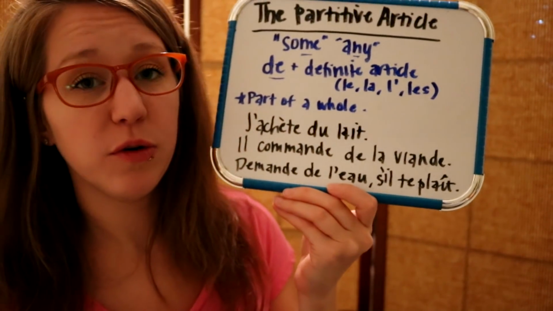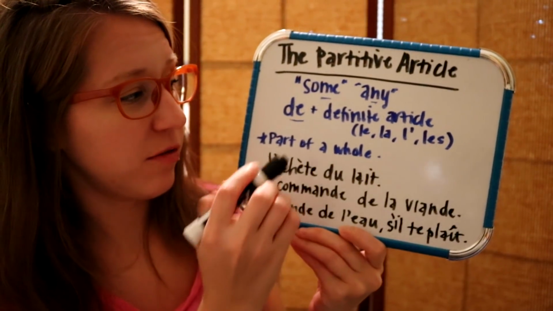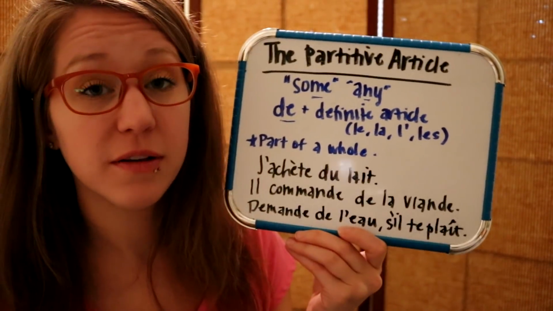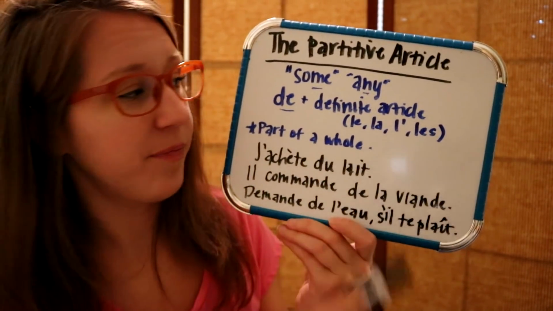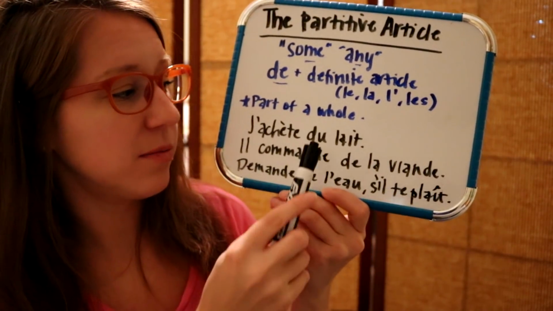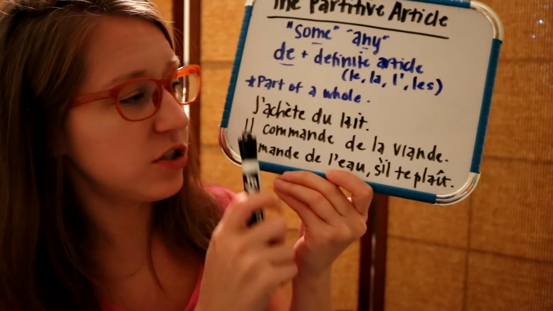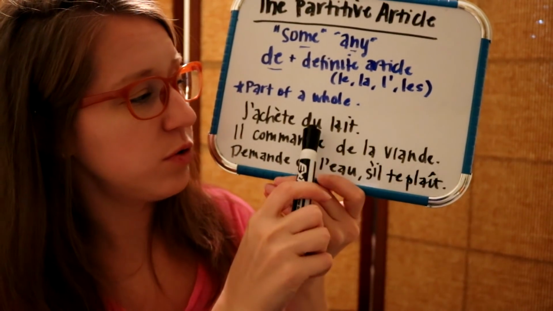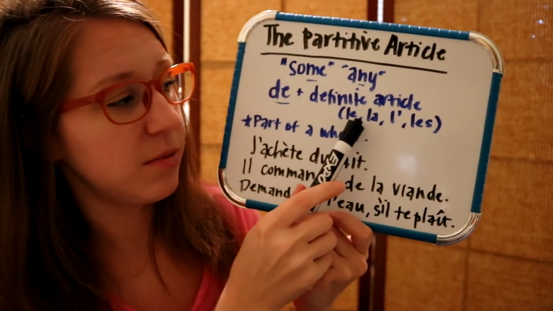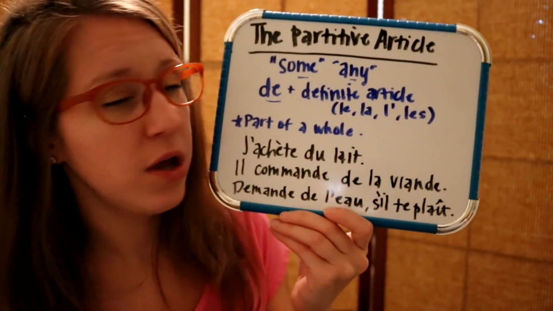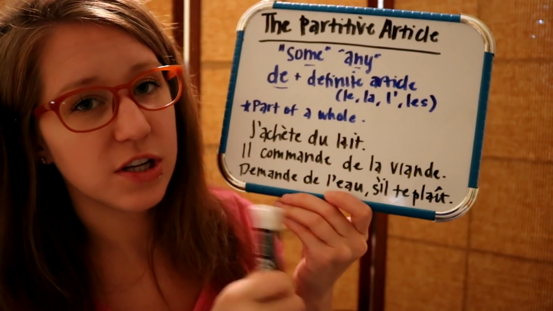So, if you remember from what we just talked about with our contractions, you can't have de plus le. That would give us a dele, D-E-L-E. We can't have that. So that becomes, if you remember, du. J'achète du lait. So du is our contraction based off the fact that we would have had de plus le next to each other, which we can't do. So I'm buying some of the milk. J'achète du lait.